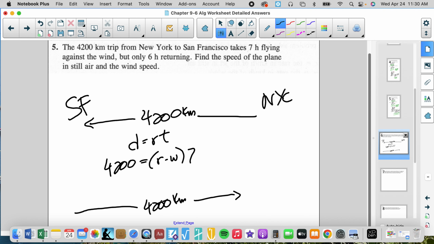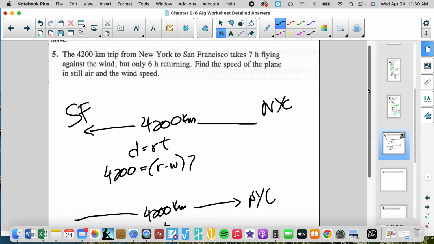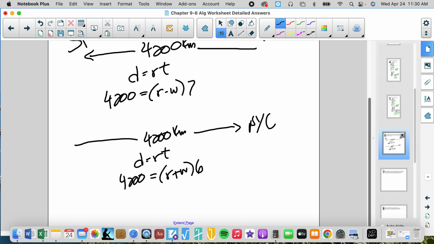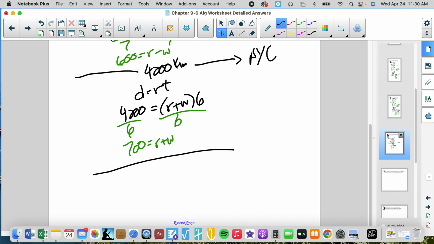to NYC. I know it says just New York, but distance equals rate times time. Distance is still 4,200. This time you're going with the wind, and it should take you less time. We'll divide by 7 because we know 7 goes into 4,200. 600 equals R minus W, and we'll divide by 6. Divide by 6 gives us 700 equals R plus W. Let's write those together. 600 equals R minus W. 700 equals R plus W.